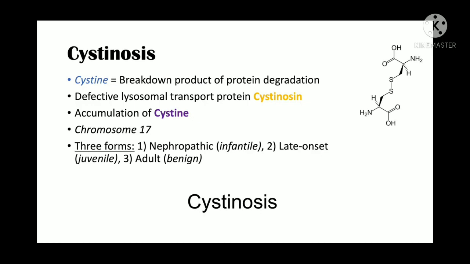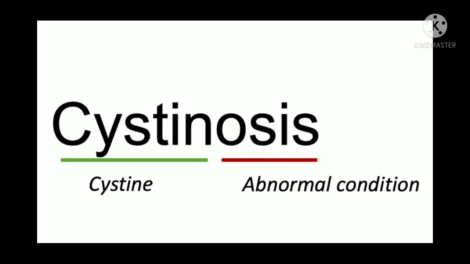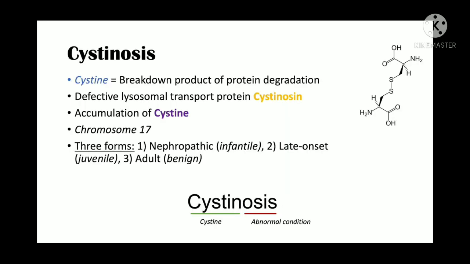There are actually three forms of cystinosis: the nephropathic or infantile form, the late onset juvenile form, and the adult benign form. Essentially, to remember what cystinosis is, we can break the word down itself. Cystin is the prefix, meaning cystine. That's pretty easy. And osis means an abnormal condition, so cystinosis is the abnormal condition of accumulated cysteine in the lysosome.